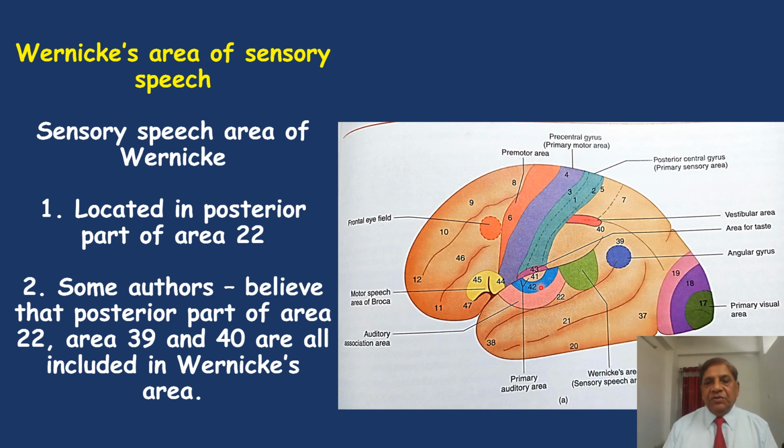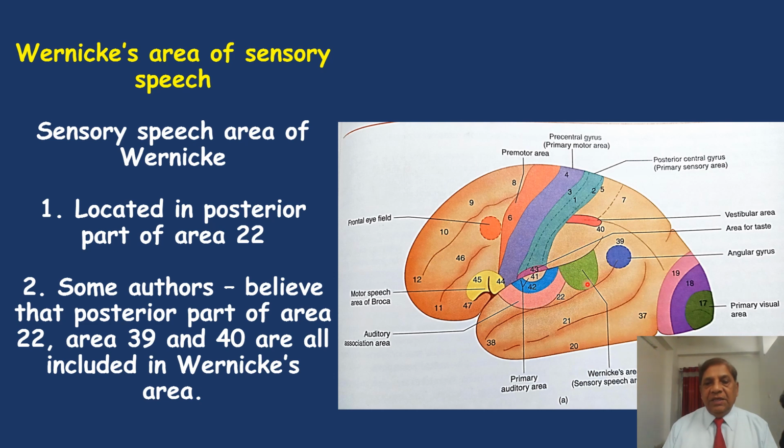Now areas 41 and 42, though shown here in the superior temporal gyrus and extending somewhat, mostly lie on the superior surface of the superior temporal gyrus, and area 22 occupies a large area of the superior temporal gyrus, and its posterior part is included in the Wernicke's sensory area for speech. This is one view, that the part of the superior temporal gyrus which lies posterior to area 22, including its small part, is called the Wernicke sensory area for speech. According to some other authors, the Wernicke sensory speech area is quite extensive.